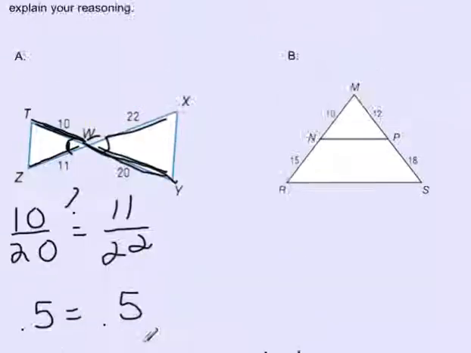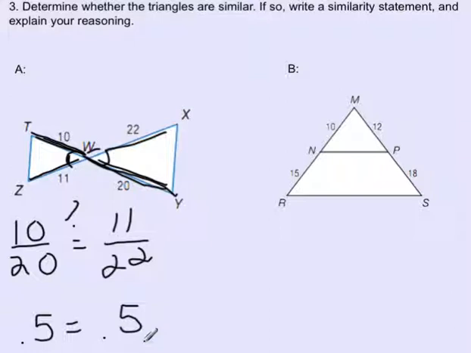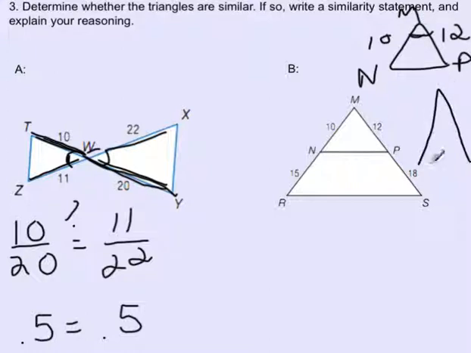Next, let's take a look at this one. So we kind of have a triangle within a triangle. I have a smaller triangle with sides 10 and 12. Now they're both going to be sharing that angle M. So that means that angle M is going to be congruent for both of my triangles. So I'm just writing them out separately.